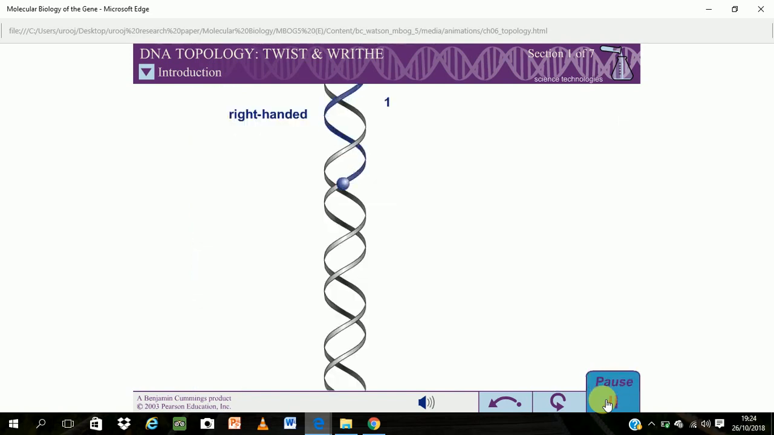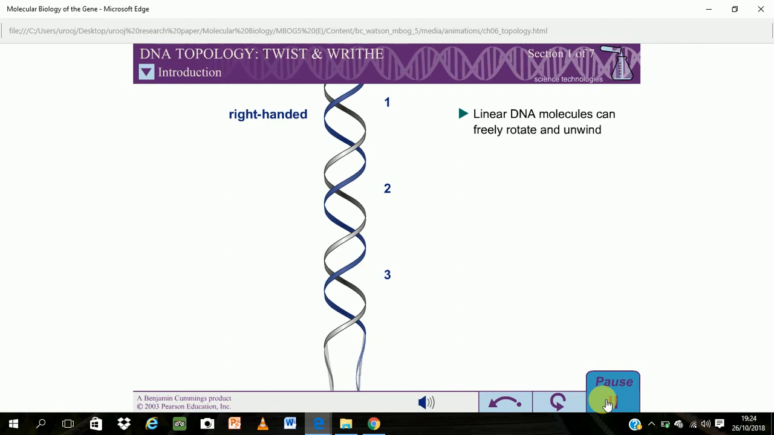Each of the chromosomes of eukaryotes is comprised of a single linear DNA molecule. Because their ends are free, linear DNA molecules can freely rotate to change the number of times the two chains of the double helix coil about one another.